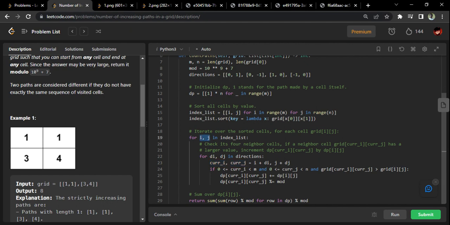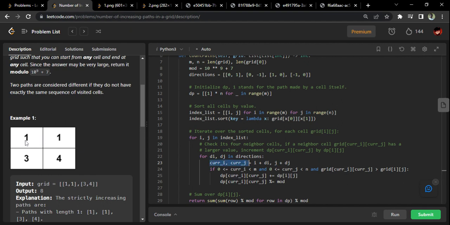So current i comma current j refers to the adjacent element. Please understand this very clearly. It will be the adjacent element. For di, I'm adding the i here. Similarly, for dj, I'm adding the j here. Remember, this element may or may not exist in the current grid.